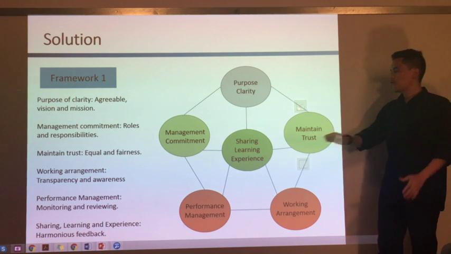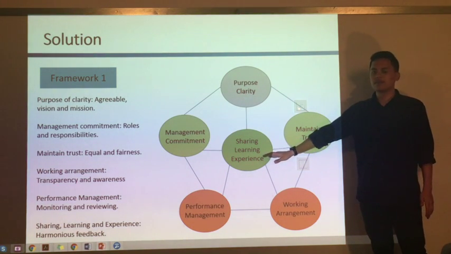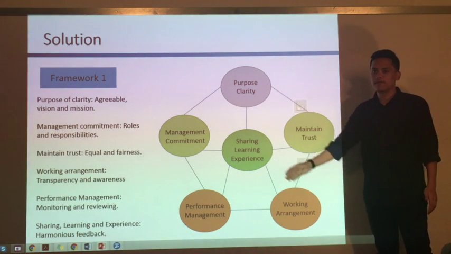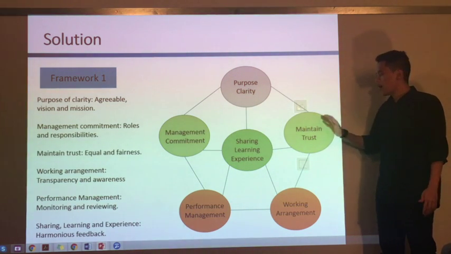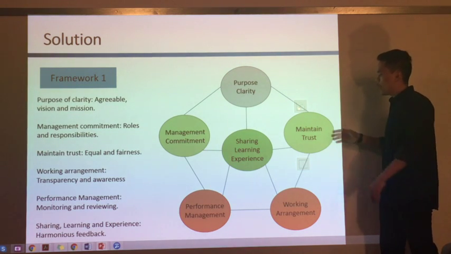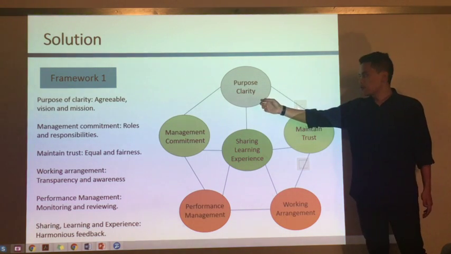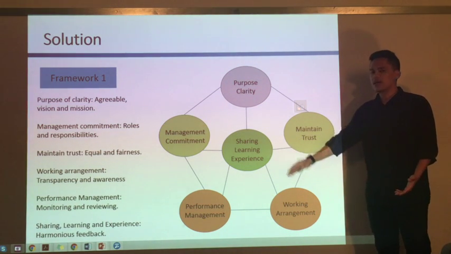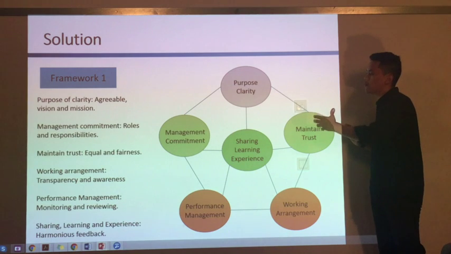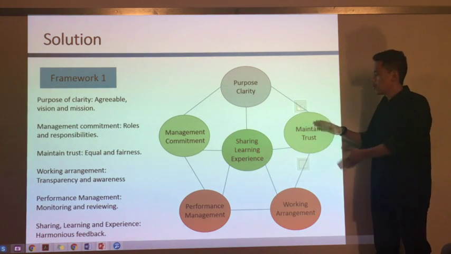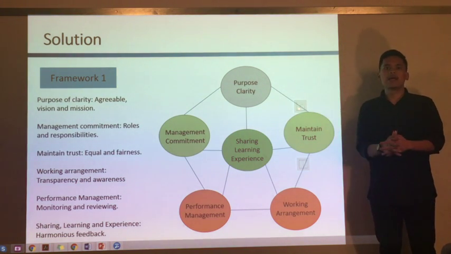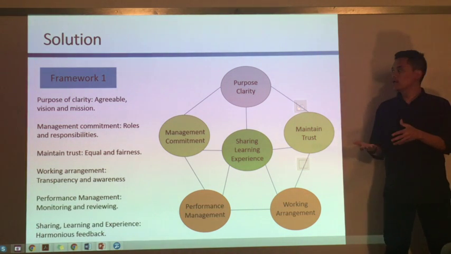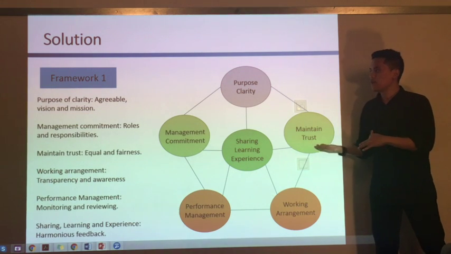And at the end, of course, we need to share learning experience. This part, I believe, is connected to all the rest of the five elements. Why? Because if we already know what happened, maybe we had a problem in purpose clarity, management commitment, or other elements, we can address it in sharing learning experience so that the problems that happened in previous or other elements won't happen again in the next period of the contract. The next one, we have a different framework.